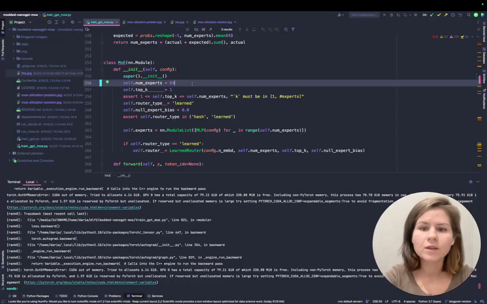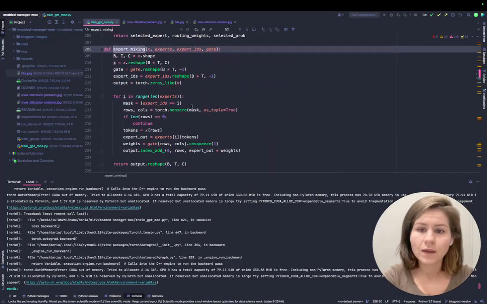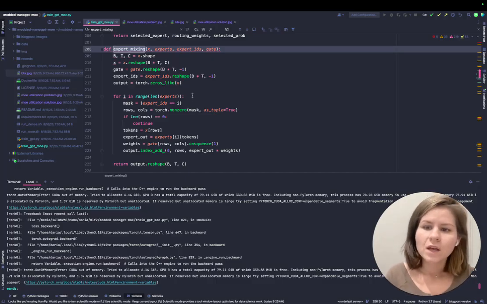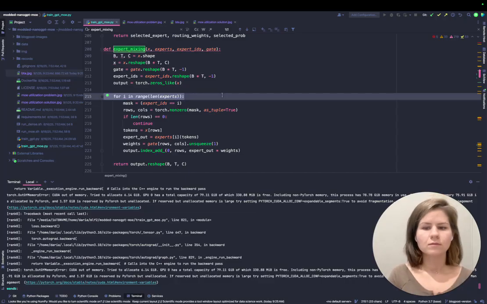If you guys remember, in part 3, we defined a function called expert mixing. And we warned you that this function is only used for teaching purposes, and it's not efficient. Let's take a closer look. Why? If you look at the line 215, you will see that we have a loop across all experts. But wait a minute. MoE is supposed to activate only a portion of the experts for a given token, not all of them. So why do we have to load all these experts into the memory?